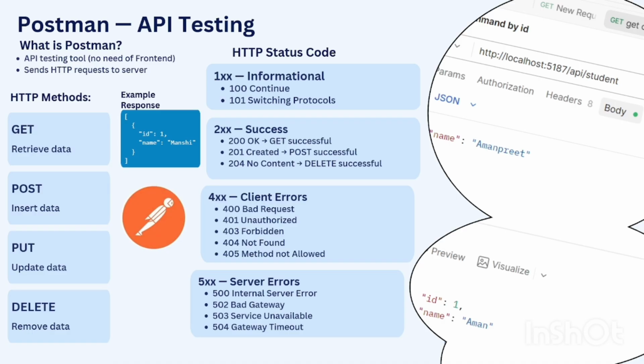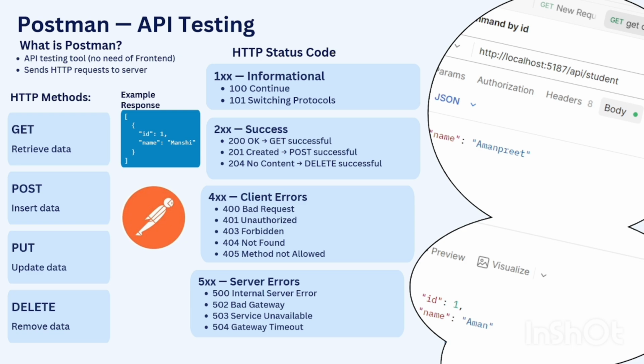First is get. We send a get request to retrieve all students from the database. This helps us verify that our data is being fetched correctly. Then is post. We use post to add a new student by sending data in JSON format. I have also given an example of the response.